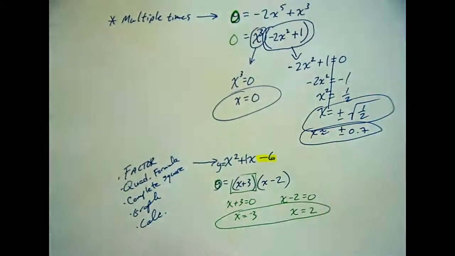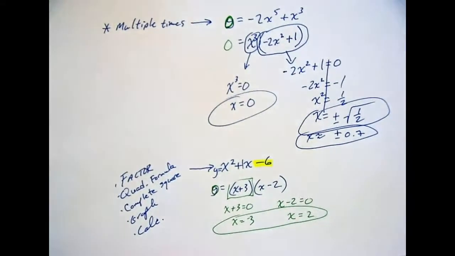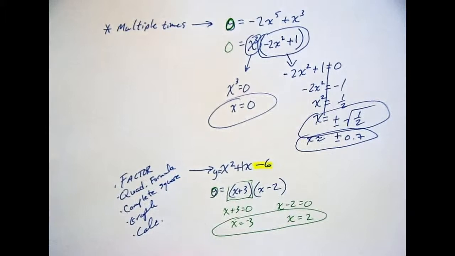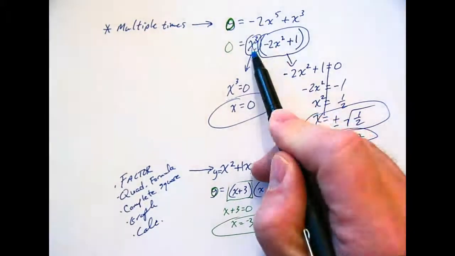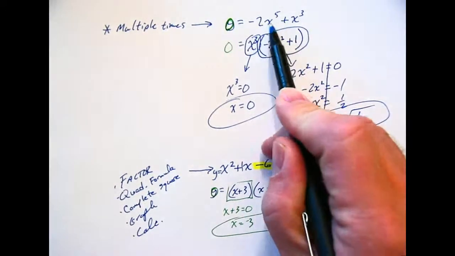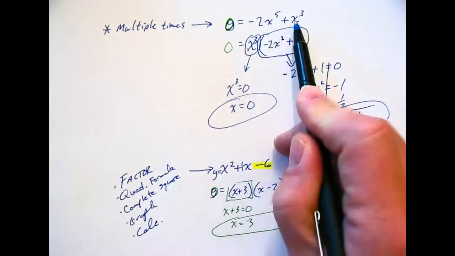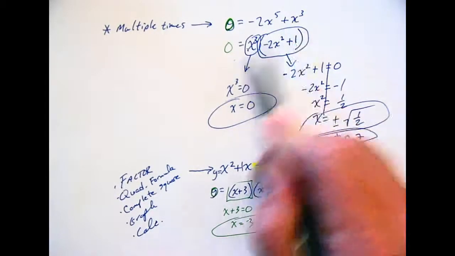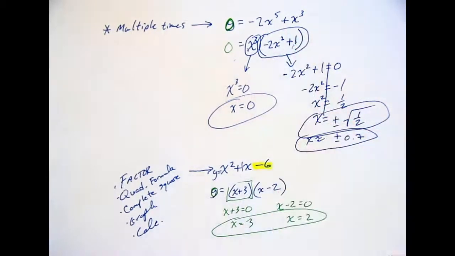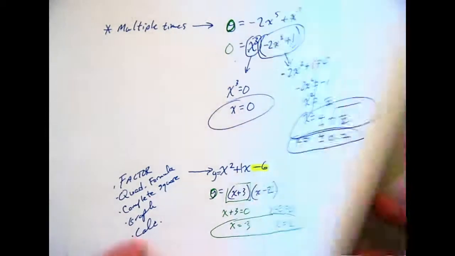How did you get the 1 again? Where at? The one in the middle. I took out x to the third. X to the third times 1 is x to the third. That's the 1. Other questions?